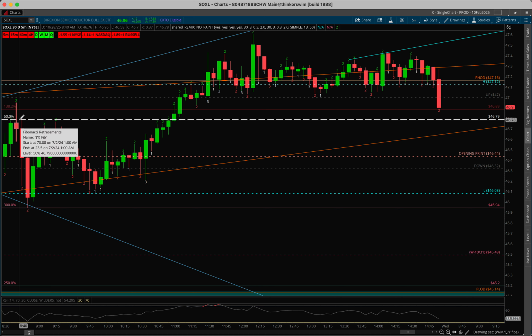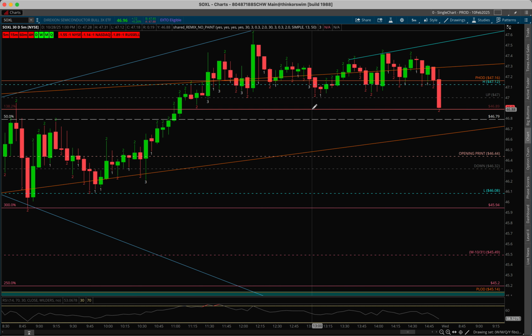We hit the 50% level of 2024, 46.79, this white dashed line that we've been talking about for a while. And it also coincides with the 138.2 fib extension from the range that we were in for the past 2.5 weeks. So that level right there is a pretty solid level, and you can see we got a rejection off of it.